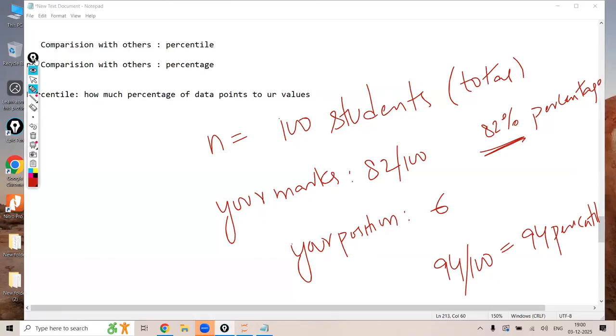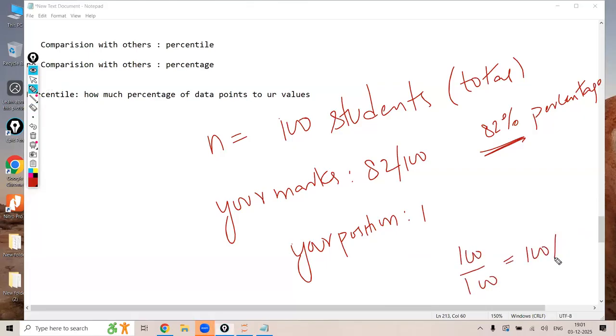Sir, how did you get that? For example, you are the first ranker, and 82 is the top mark. What is the percentage? 82 percentage only. But what is the percentile? How many students are below you? Every student is below you. So what is the percentile? 100 percentile. You are called a 100 percentile student. Is the point clear? Understood the logic?